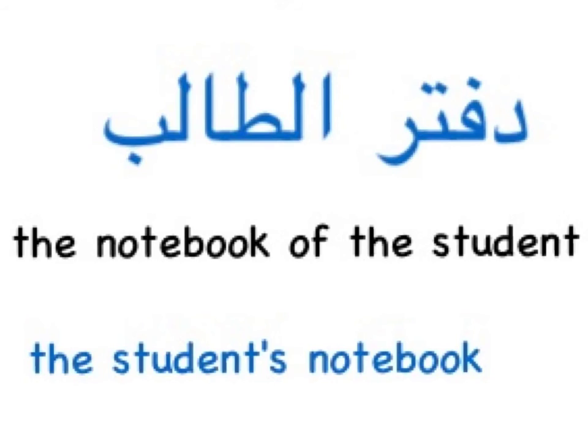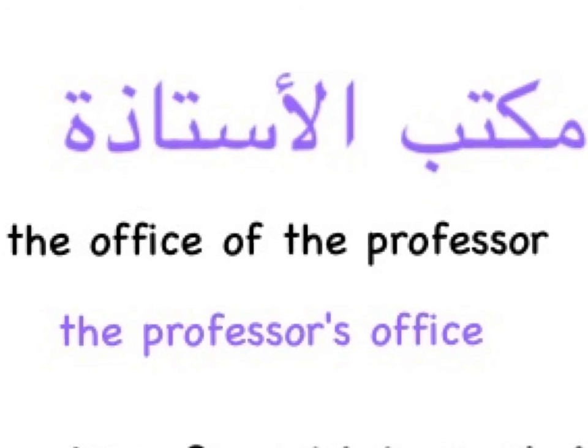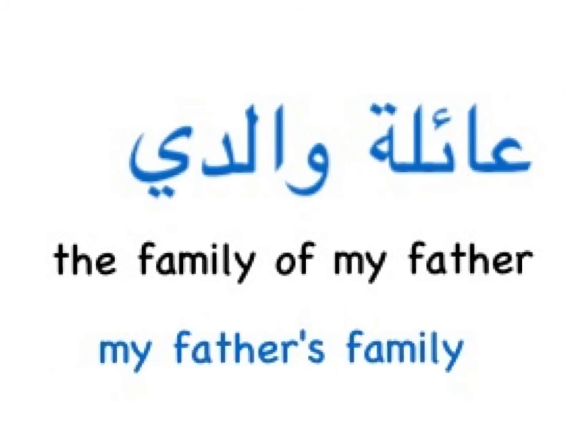Complex إضافة. Let's first review the simple إضافas that consist of two nouns. دفتر الطالب, the notebook of the student or the student's notebook. Remember, we said دفتر is indefinite and should always stay indefinite. And the second word defines the first one, and it has to have the definite article ألف لام. مكتب الأستاذة. مكتب, the first noun, is indefinite, the second one, الأستاذة, is definite, the office of the professor, the professor's office.